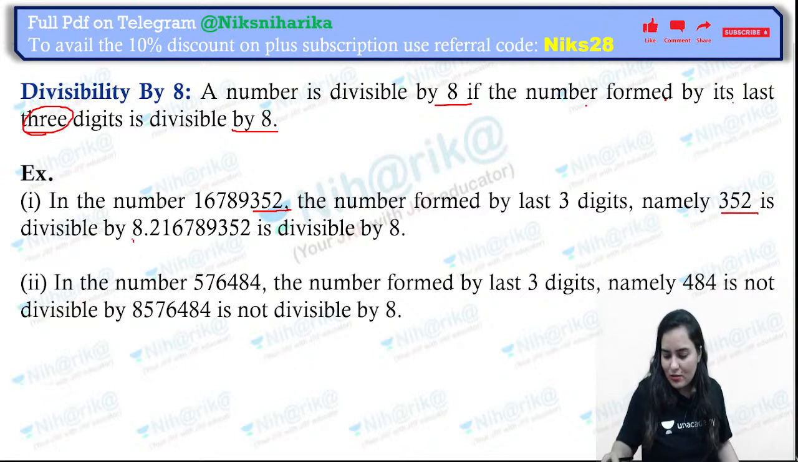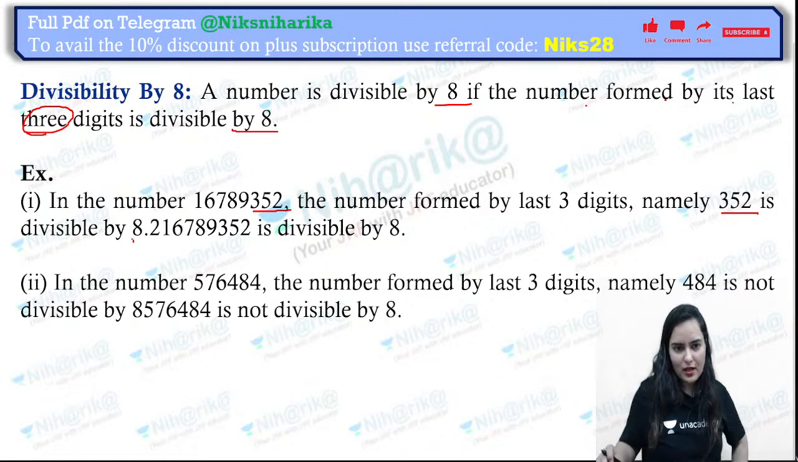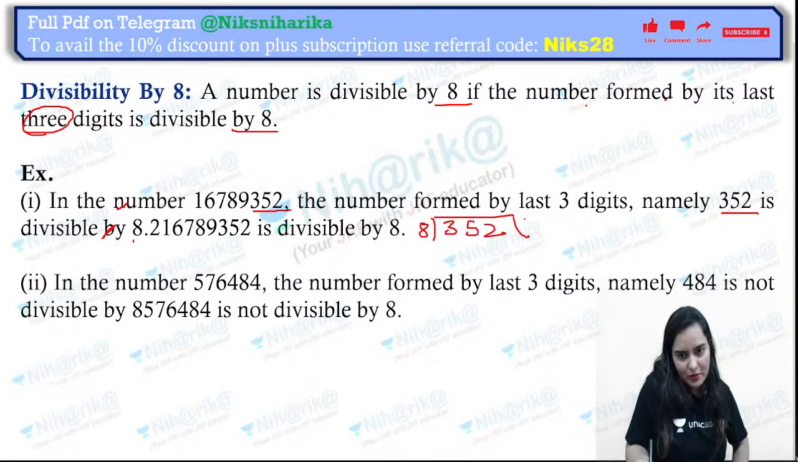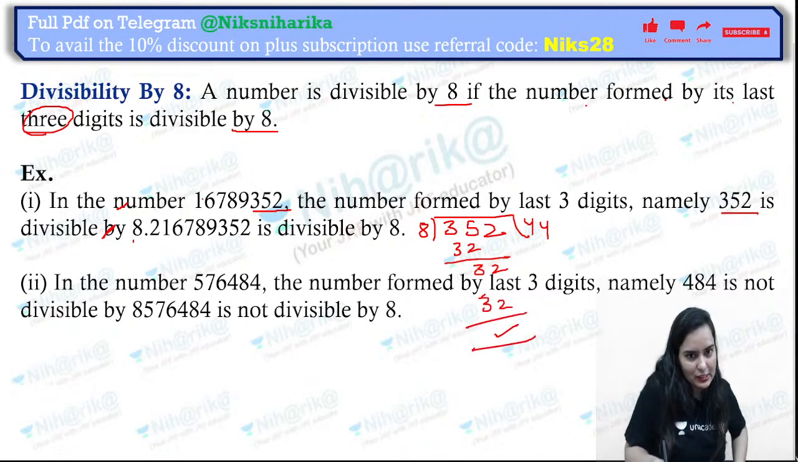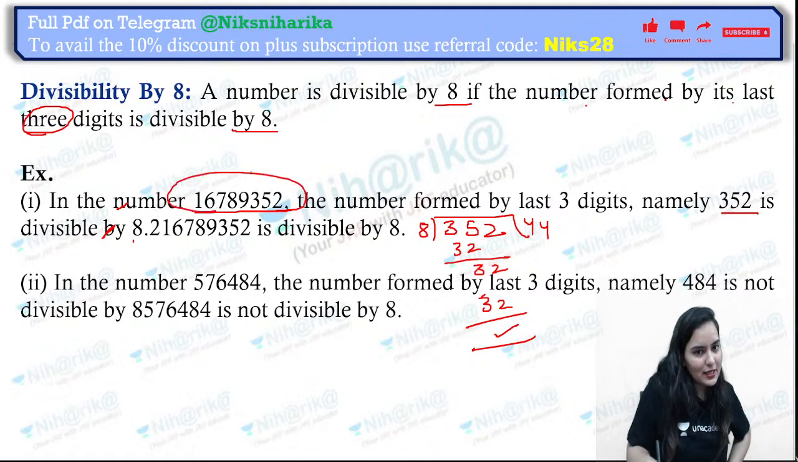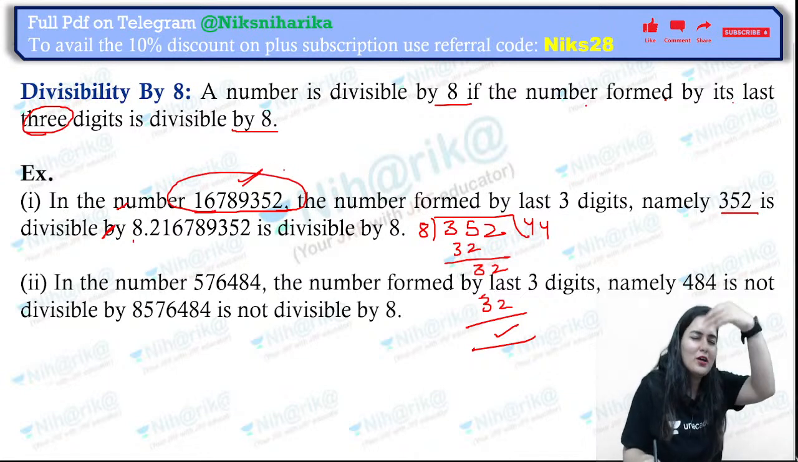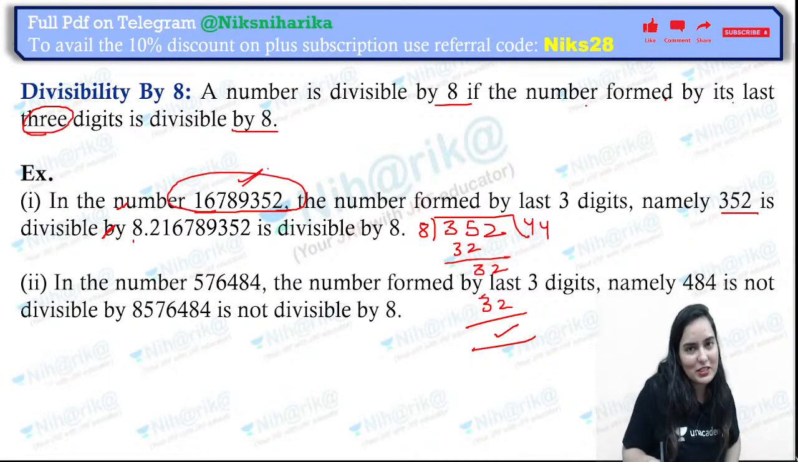Yes or no? I guess it should be. We can try. 352 by 8. So it will be 4 times 8 is 32, then again 4 times 8 is 32. Bingo. Yes, it is coming. Definitely. So I can quickly judge that yes, I have to divide this number by 8, not by 2, 2, 2 again and again, and I can save my time in exam.